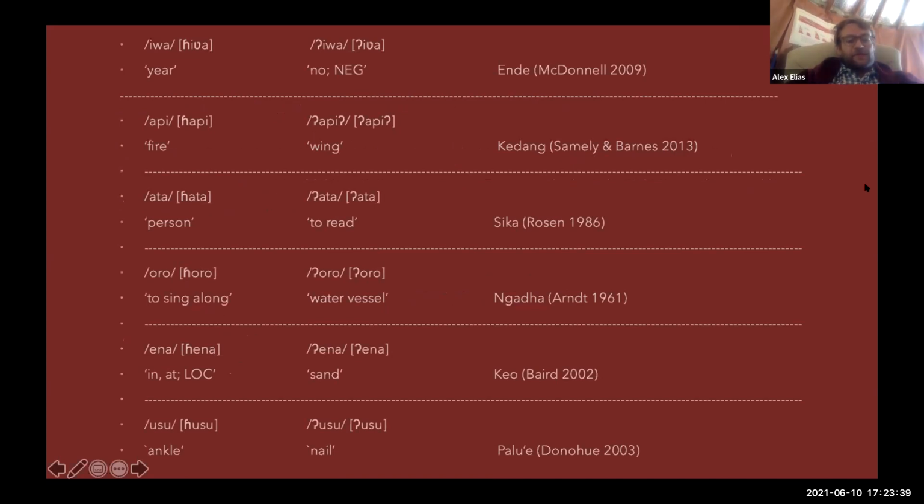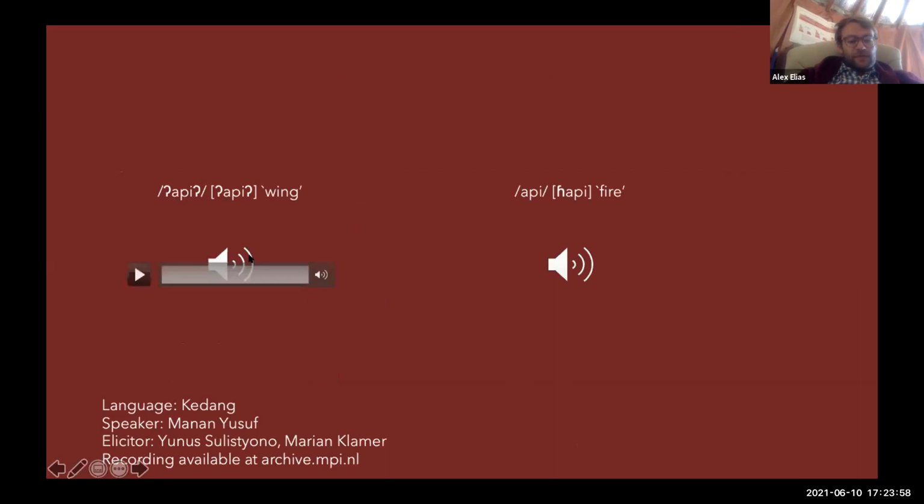So just to show you that I'm not making up this phenomenon, here are some sources which give some examples of minimal pairs. Api for fire, api for wing in Kedang, for instance. Ata, person, versus ata to read in Sika, and so forth. So this is what it sounds like.